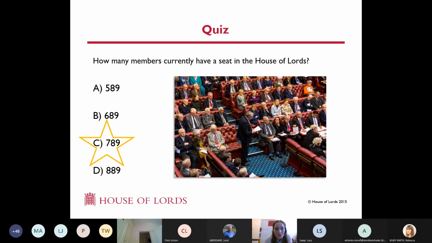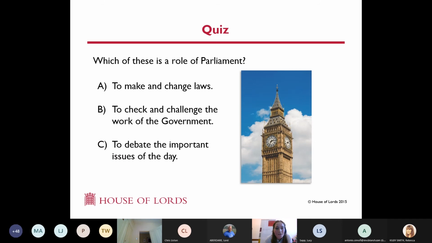All right, final question on this quiz. Which of these is a role of Parliament? Is it A, to make and change laws, B, to check and challenge the work of government, or C, to debate the important issues of the day? So I'll give you 30 seconds to figure out which of these is a role of Parliament.